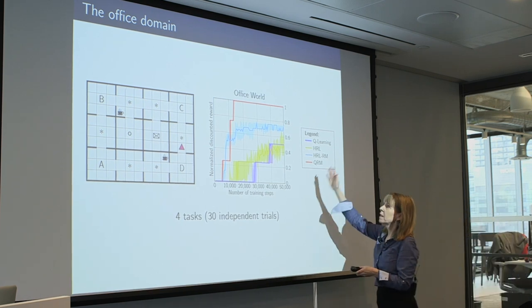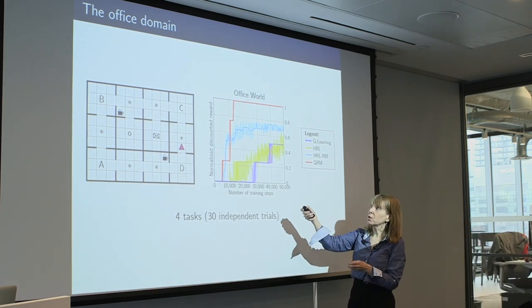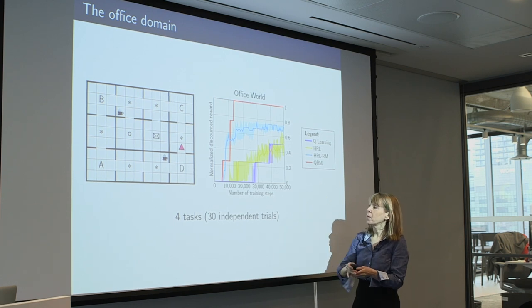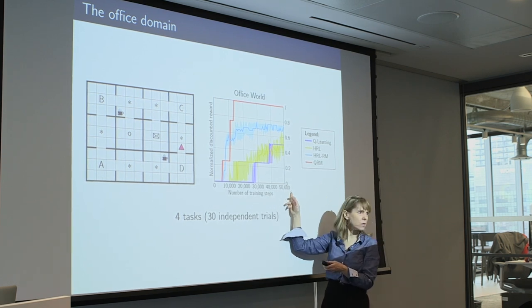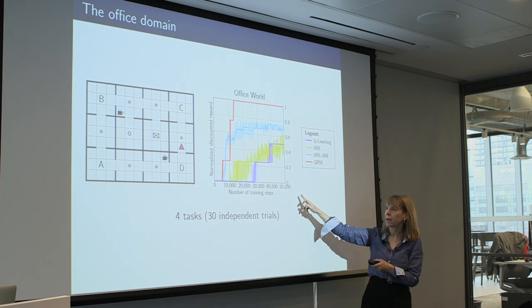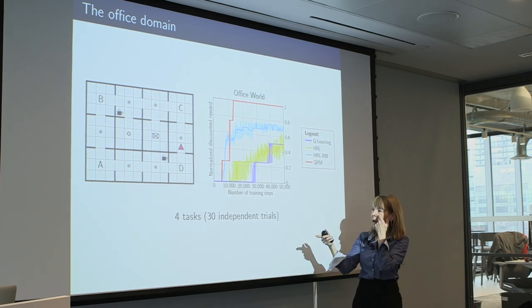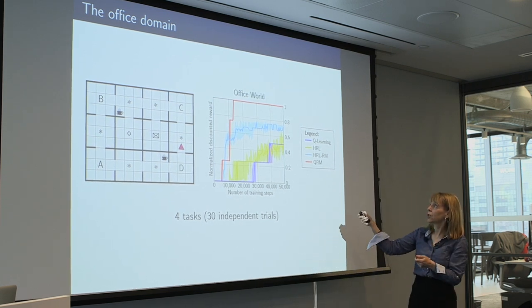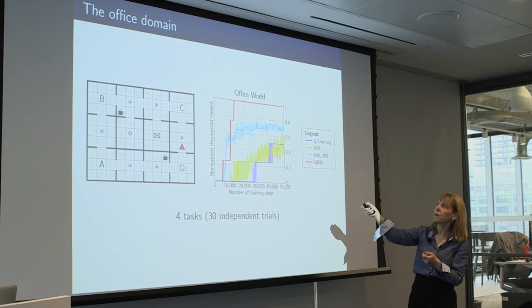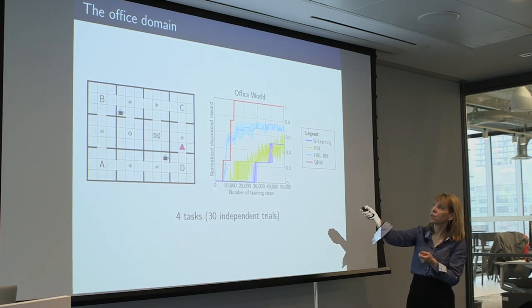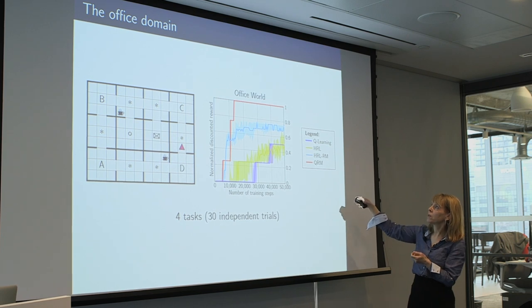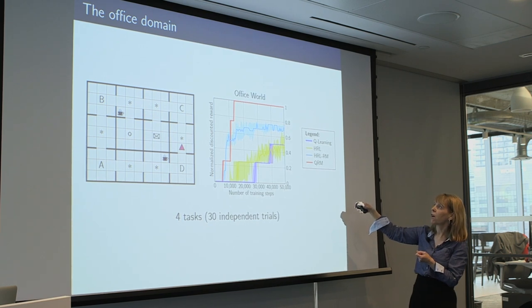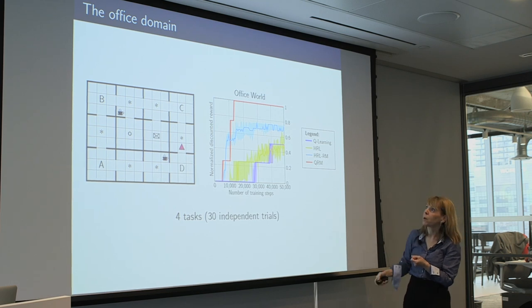Again, on the y-axis is the normalized discounted reward. So we have a 1 at the top here. And we have the number of our training steps along here. This is 50,000. I think everybody can read that at the top. And we did 4 tasks of 30 independent trials. And QRM is the red. You can see that QRM converges to the optimal solution, whereas the hierarchical reinforcement learning with the reward machine is the second best, but did much poorer. Hierarchical reinforcement learning was here, and then just simple Q learning did much more poorly.